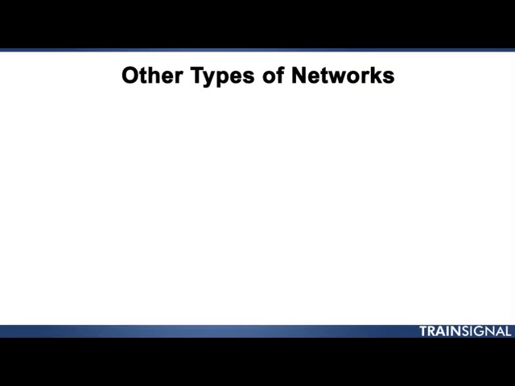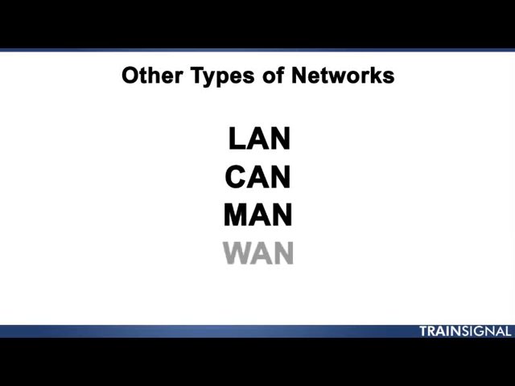Now, there are some other types of networks that are a little bit different than client-server and peer-to-peer, and they are something called LANs, CANs, MANs, and WANs. Or I really could simplify this, and I could just say LANs and WANs. Those are the two terms that you would probably be most familiar with. These are the two most common terms. But we're going to talk about all four of them here. Even though CANs and MANs aren't really used that much anymore, I want you to have an understanding of the history behind this.